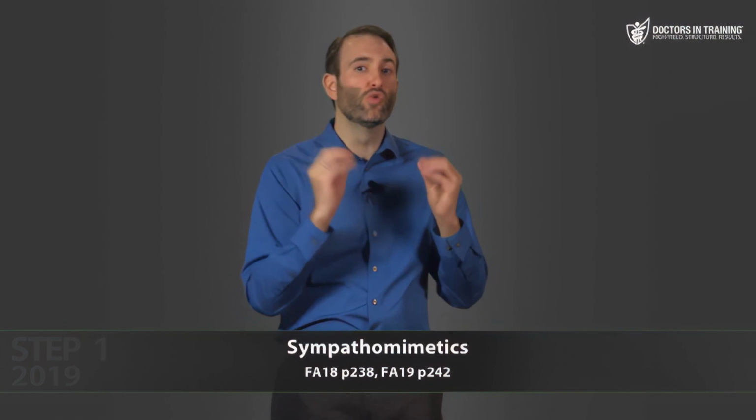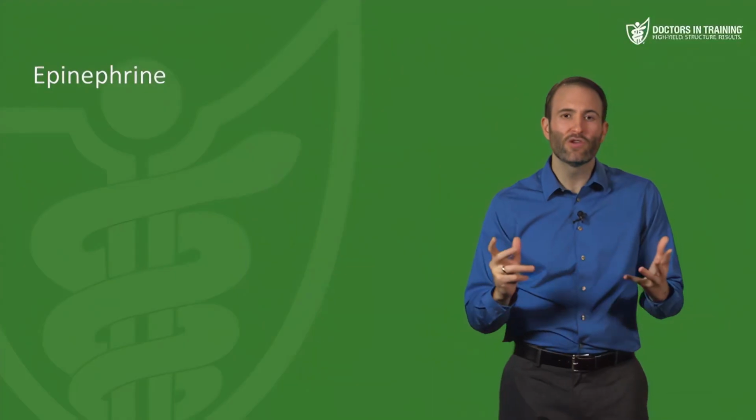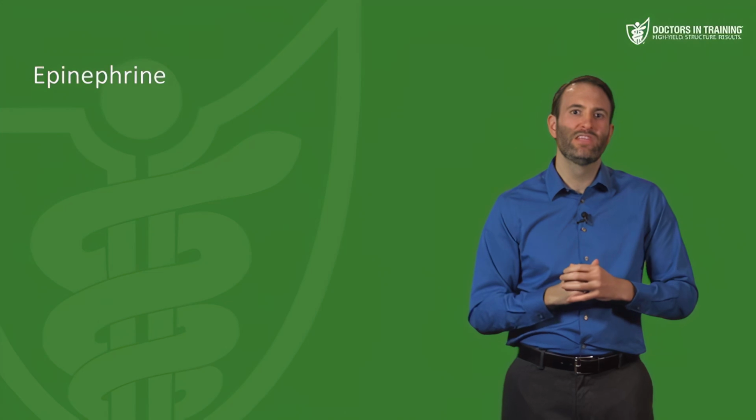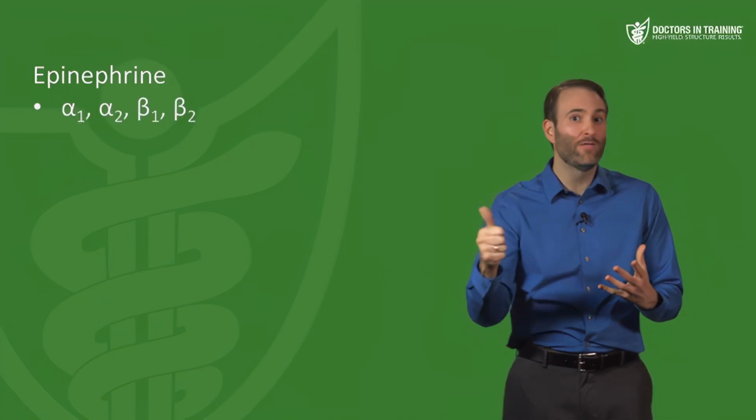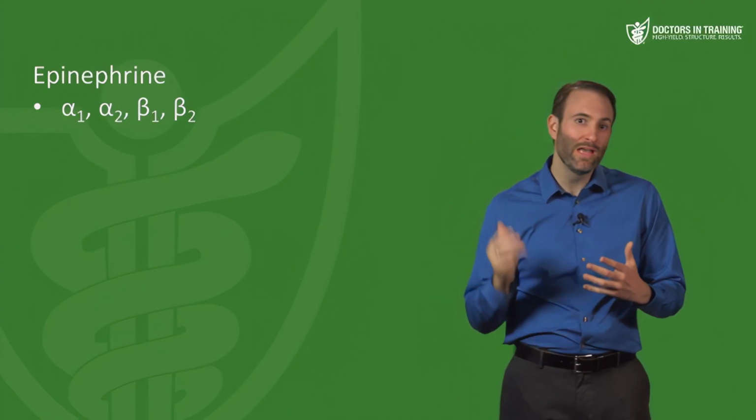First, we'll cover the direct sympathomimetics. Now, the direct agonists or sympathomimetics bind to adrenergic receptors without interacting with the presynaptic neuron. That'll make more sense when we talk about the indirect. So the first drug we're going to talk about is epinephrine. Epinephrine stimulates all of the major adrenergic receptors that we just mentioned. So it's going to stimulate alpha 1, alpha 2, beta 1, and beta 2.